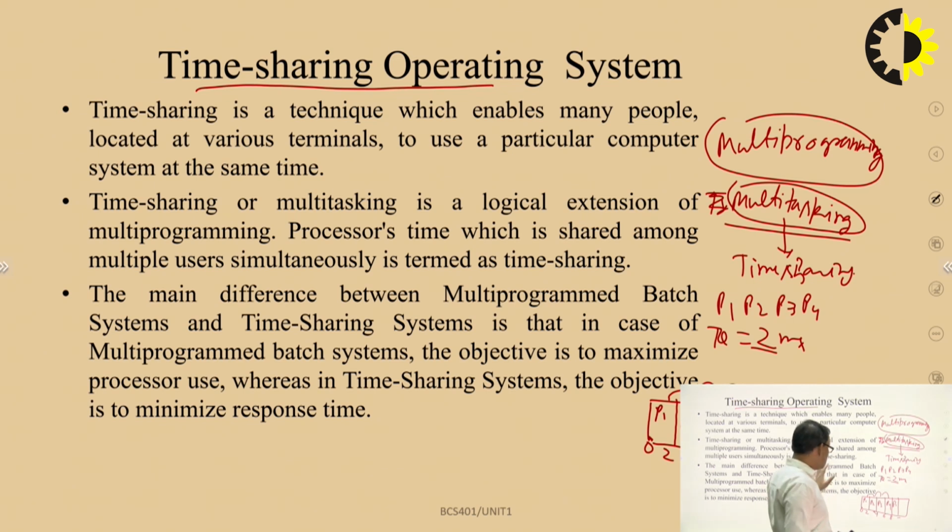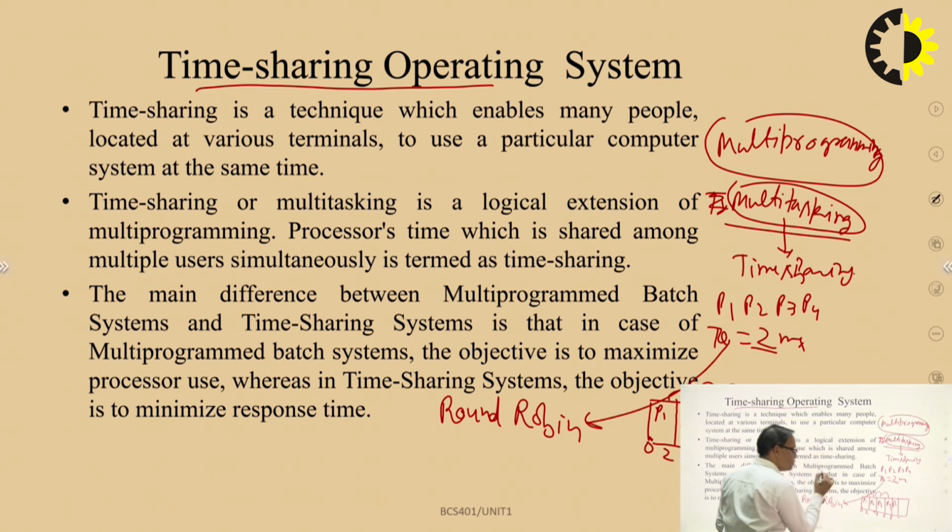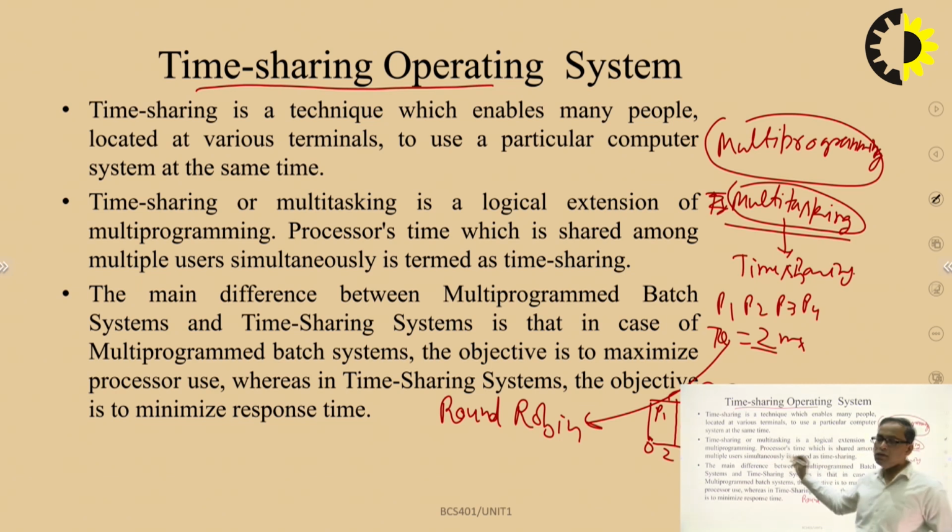Basically, there is a CPU scheduling algorithm known as the round robin CPU scheduling algorithm, and this concept is used in that CPU scheduling. So in a time sharing system, the round robin CPU scheduling algorithm is used. So time sharing or multitasking is a logical extension of multiprogramming, and the CPU executes multiple processes in time sharing.